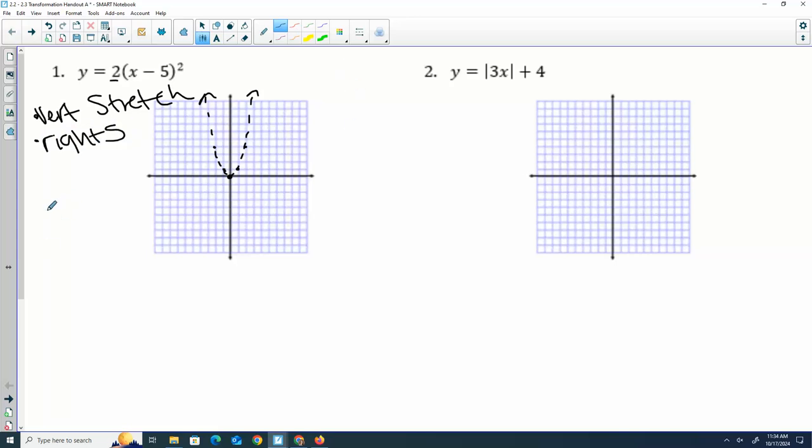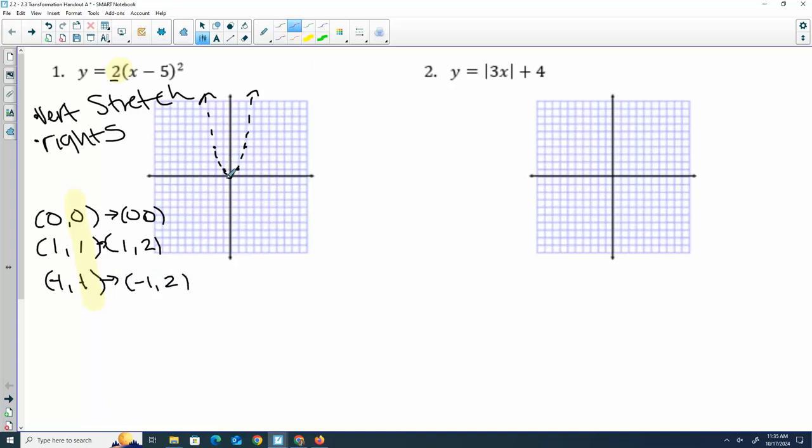Okay. If it helps you, you can write out points. You do not have to do this. Outside changes X or Y? Y. Outside is Y, does what it says. So if I take my Y times 2, 0 times 2 is still 0. 1 times 2 is 2. Negative 1, 2. And then we have to go right 5.